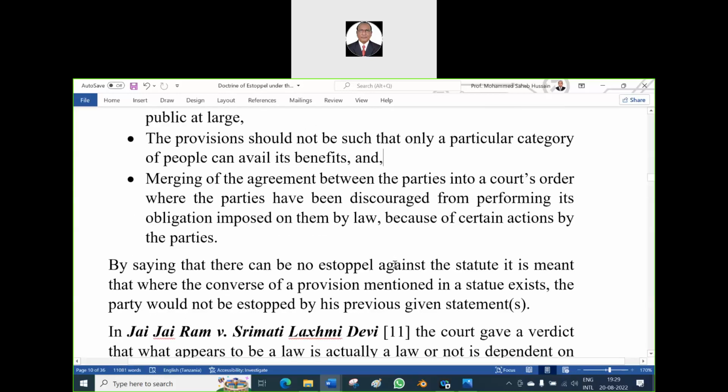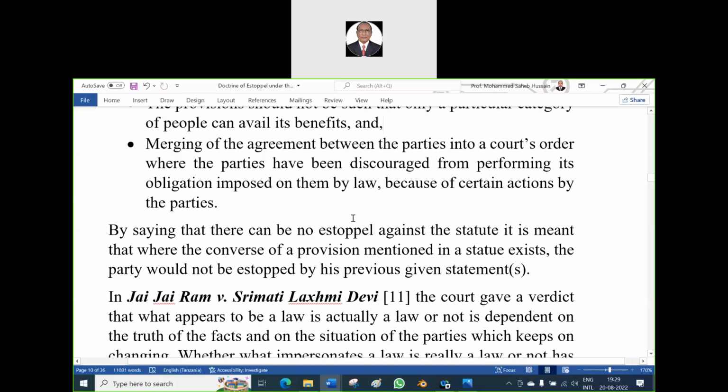So, merging of the agreement between the parties into the court's order, where the parties have been discouraged from performing the obligation imposed on them by law because of certain action by the parties. So, overall, what I want to say is, you can make the agreement, but that agreement should not be against the public policy, and the agreement should not be against the law which is prevailing over there.